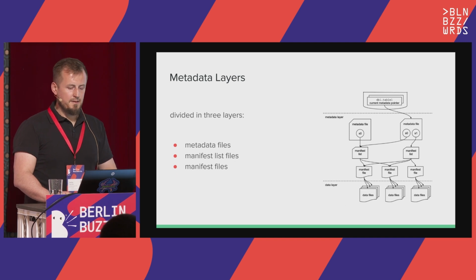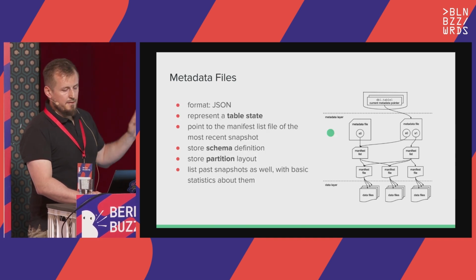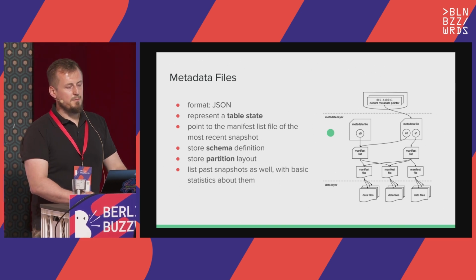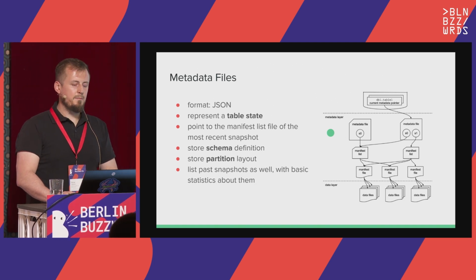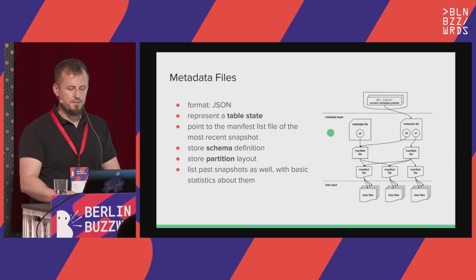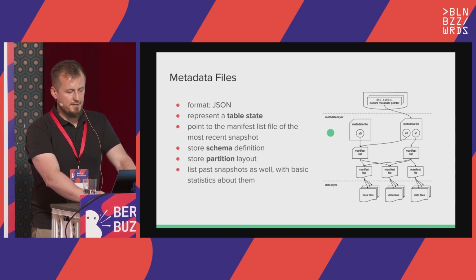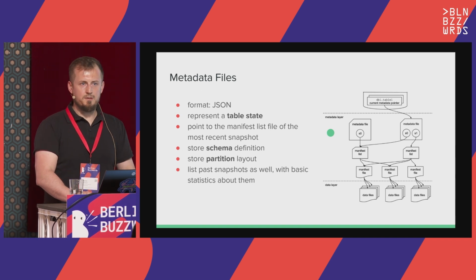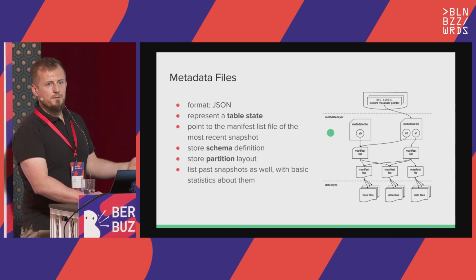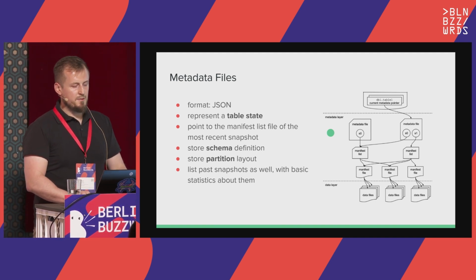The metadata itself again has three layers: so-called metadata files, then manifest list files, and then manifest files. The first of them, the top layer, the metadata files, are stored as JSON. They point to the manifest list that represents the most recent snapshot, or a particular snapshot of a table, and carry structural information about a table: its schema definition, its partition layout, and also the list of past snapshots.